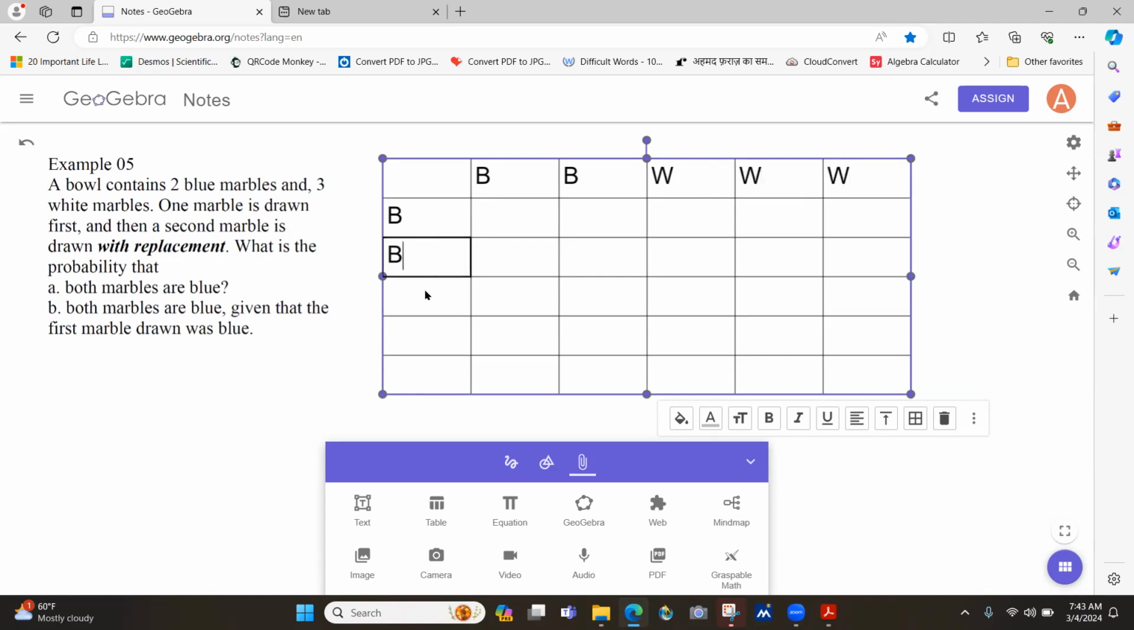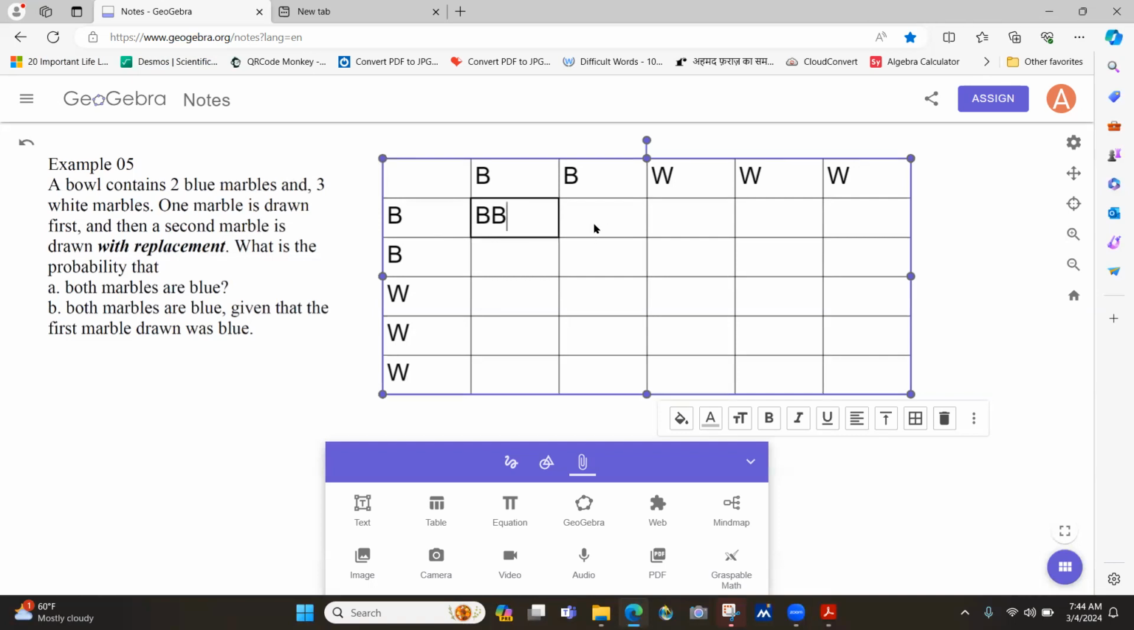That's my second draw. Blue, blue, white, white, white. I'm going to draw a marble. I'm going to record its color. Then I am going to draw a second marble. Now remember, if you get the first blue, you're not going to get this first blue again because you're not putting it back because it is with replacement. It is with replacement. Okay, so you're putting it back. Sorry. So let's list it.